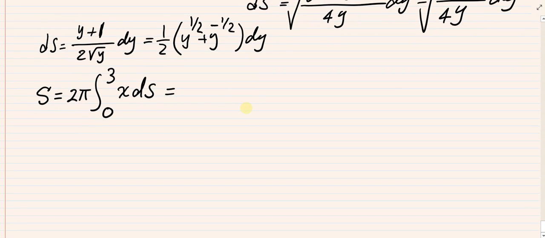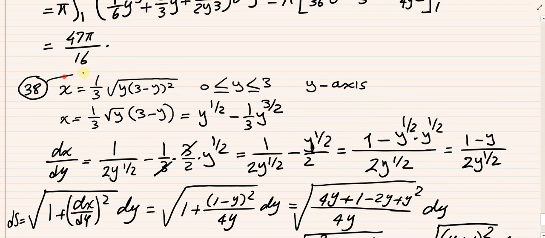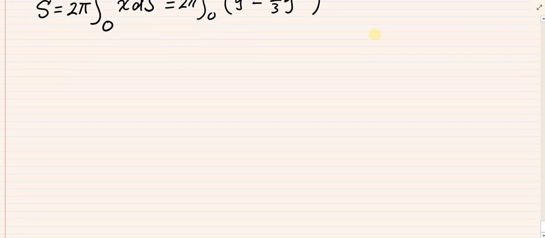And now I can actually integrate this. It's going to be 2 pi, 0 to 3 of x. Now remember, x was given to be y to the 1/2 minus 1/3 y to the 3/2. We were given that. That's what x was, right? So we just wrote it. And remember, instead of putting that, we actually simplified it to this. So that's the form I used in the integral.